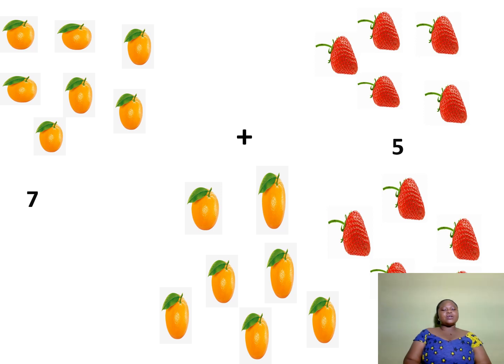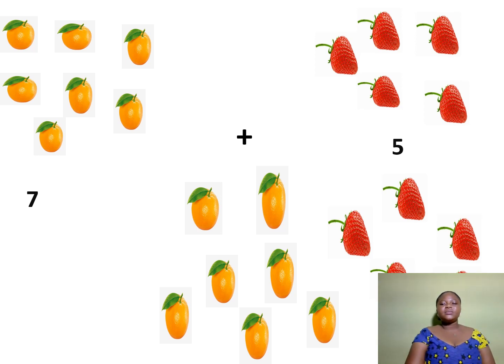Good. So let's continue. There are more examples here. We have oranges and strawberries. So can we count the number of oranges that we have here? 1, 2, 3. We are counting together, okay? So let's start again. 1, 2, 3, 4, 5, 6, 7. We have 7 oranges. Is that clear?